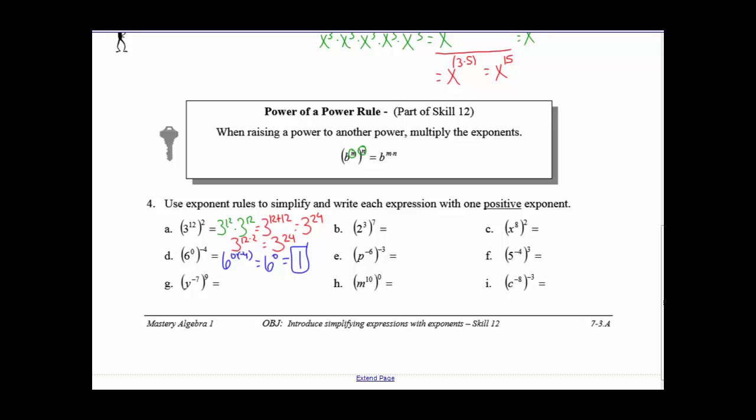So let's try G as well. If we use the power of a power rule, we're just going to multiply our exponents. So negative 7 times 9. Well, negative 7 times 9 will get us negative 63. So if we have y to the negative 63, we have a negative exponent, so we need to flip and use the reciprocal of that. So we're going to have 1 over y to the 63rd power.